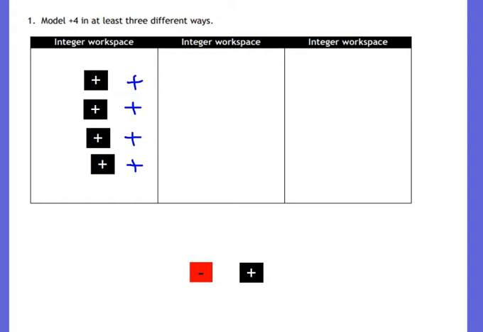Okay, I see an example right here up front. Landon, how many black chips do you have on your table? 6. He has 6 black chips. He feels like that's going to represent a positive 4. But what else do you have laid out on your table? 2 negative red. He has 2 negative red chips.